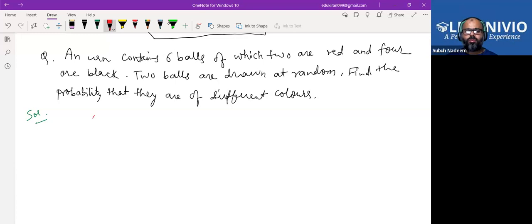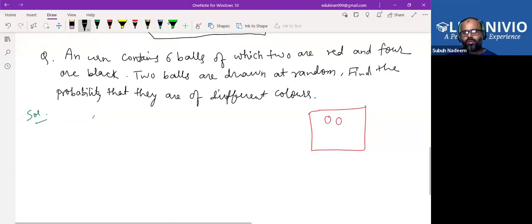So how will you approach this question? An urn contains 6 balls. 2 are red and 4 are black. Now, if you want to draw 2 balls at random, first of all, you will say what is the number of ways in which you can draw 2 balls at random. So the number of elements in the sample space. What would that be? Here it means that you have to draw 2 balls out of 6 balls.